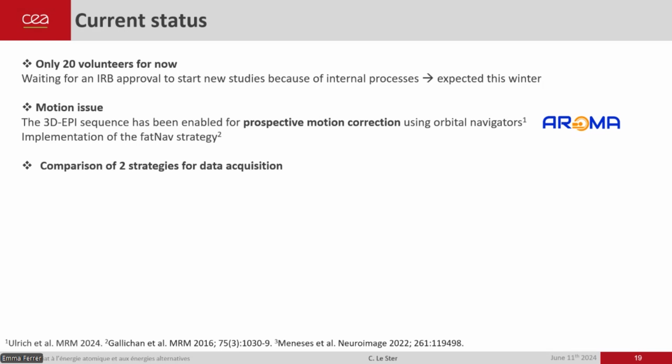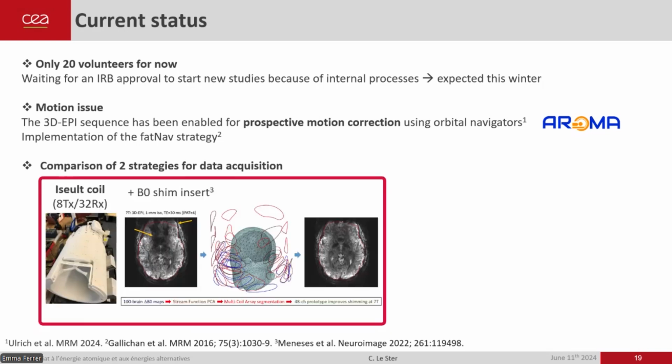We plan also to compare two strategies to acquire data. The first one is to use the ESULT coil with a B0 shim insert. You see here some data from the 7T. The B0 shim insert is supposed to reduce the delta B0 inhomogeneities in the brain. So on the EPI images, it will lead to a reduction of the distortion artifact and a retrieved signal in the sinuses and temporal lobes.